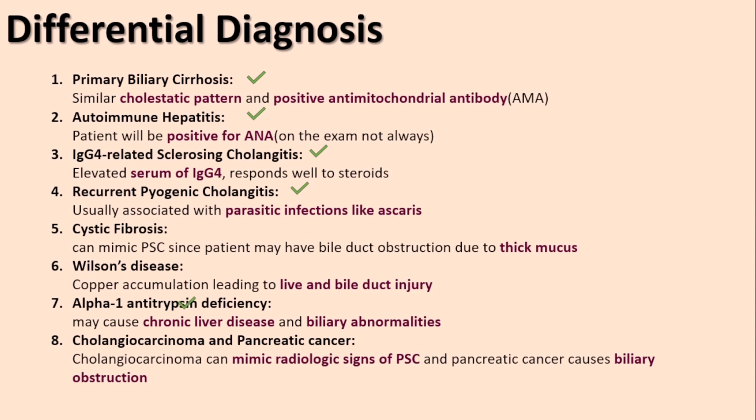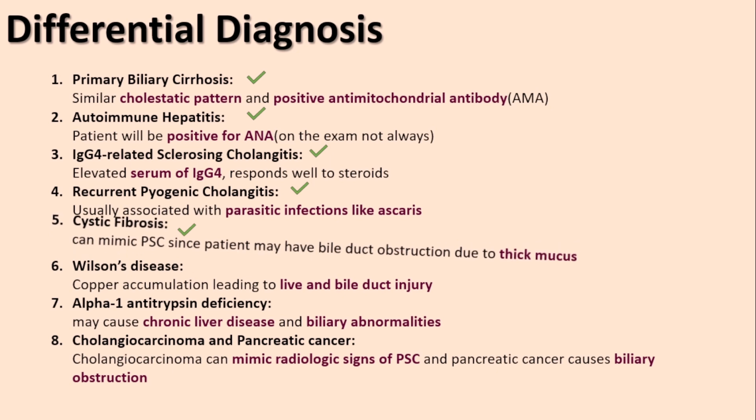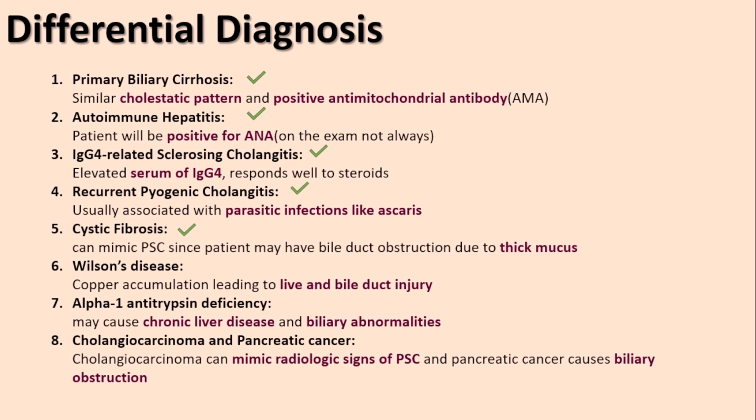And number five is cystic fibrosis. Cystic fibrosis can mimic the signs and symptoms of primary sclerosing cholangitis since the patients have bile duct obstruction, but this obstruction is usually due to the thick mucus we have in cystic fibrosis. Number six, we have Wilson's disease, and here we have copper accumulation in the liver causing liver cirrhosis and bile duct injury. Number seven is alpha-1 antitrypsin deficiency. This can cause chronic liver disease and biliary abnormality.